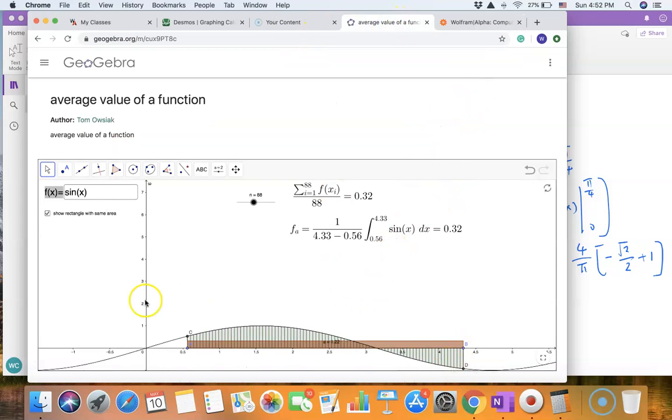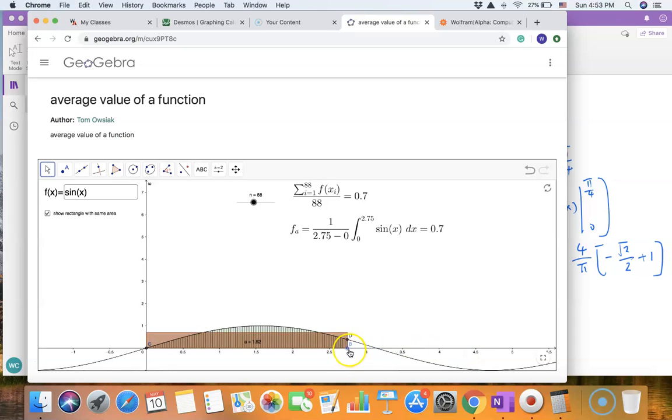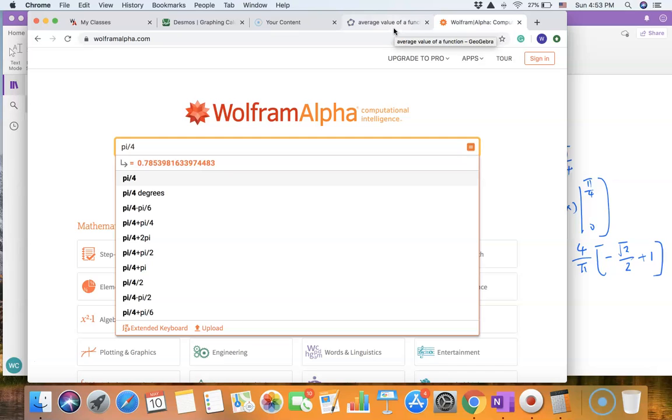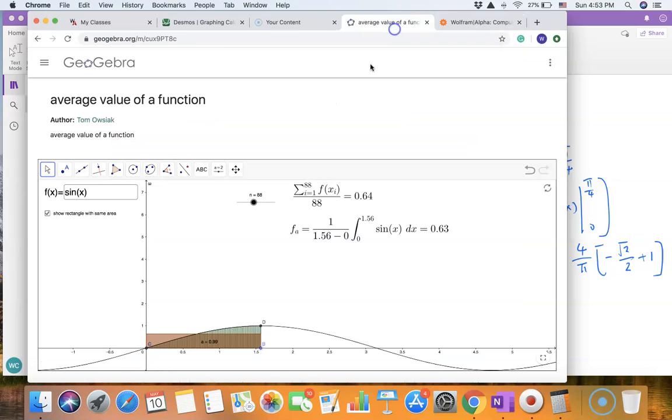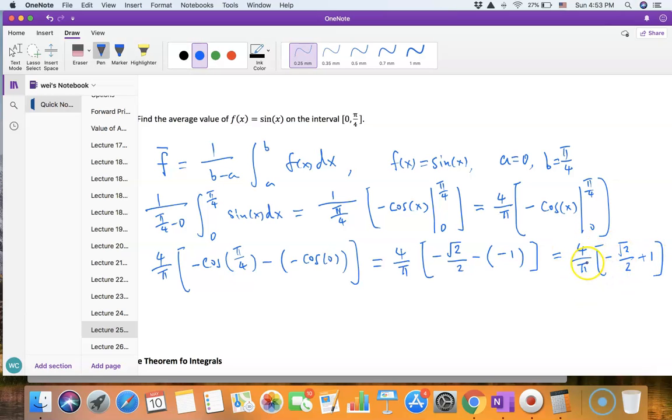So I move this point to 0, and I move the upper bound to 0 to what number? 0.79. Okay, that's 0.78. So we can see the result is 0.37. The average value is around 0.37. Does this equal 0.37?